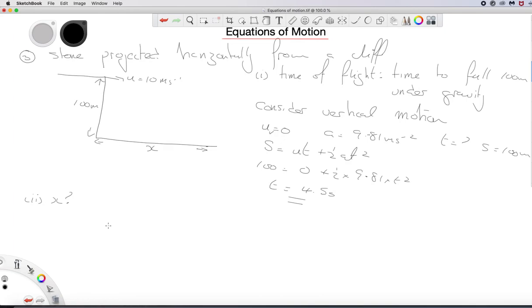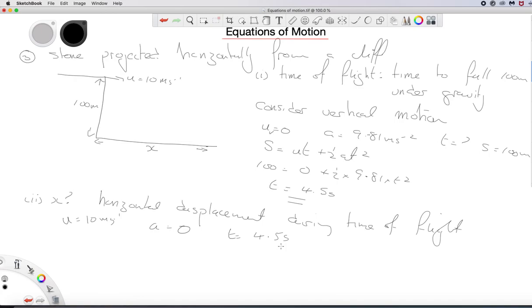what is x? How far does it travel from the base of the cliff before it hits the ground? Well, of course, x, that is the horizontal displacement, during the time of flight. So, what do we know? Well, we know that the initial velocity is 10 meters per second. We know the acceleration is zero because we ignore air resistance. So we know it's going to do 10 meters per second for 4.5 seconds. And so x will be 45 meters.